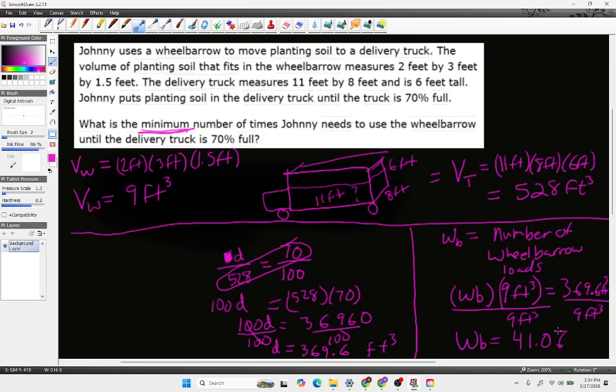If they instead asked us how many wheelbarrow loads would get as close as possible to 70% without going over, then I would have to think about that carefully, and I would say, okay, that's actually 41 loads, as close as you can get. So it's all in how the problem is phrasing it and thinking about what makes sense in the context of this problem. So your final answer here is 42 wheelbarrow loads, okay? That's going to be your final answer.